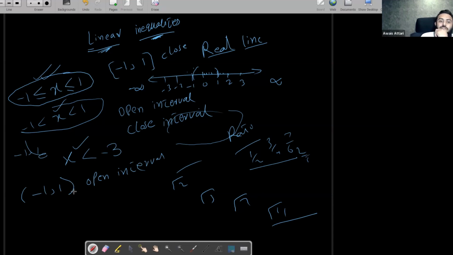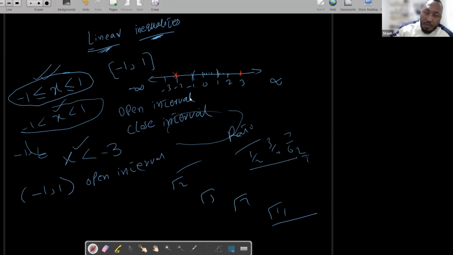And some intervals are called semi-open, semi-closed. For example, the portion on the number line, -2 to 3. I want to represent this portion, but -2 is not included, but 3 is. So how would you write the inequality? -2 is not included, but 3 is included. So how can you write the inequality?